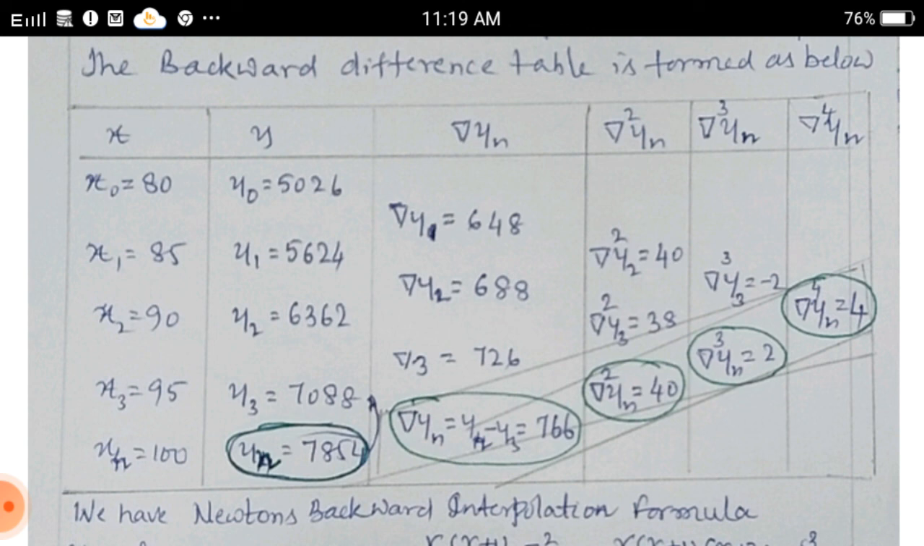Whenever the backward formula comes up, or any table, you write the last value as xn in the table. Corresponding values of y is equal to f of x. f of x0 is equal to y0. x0 is equal to 80. f of 80 is equal to y0 is equal to 5026. y1 is equal to f of x1 is equal to f of 85 is equal to 5624. y2 is equal to 6362. y3 is equal to 7088. yn is equal to 7854.